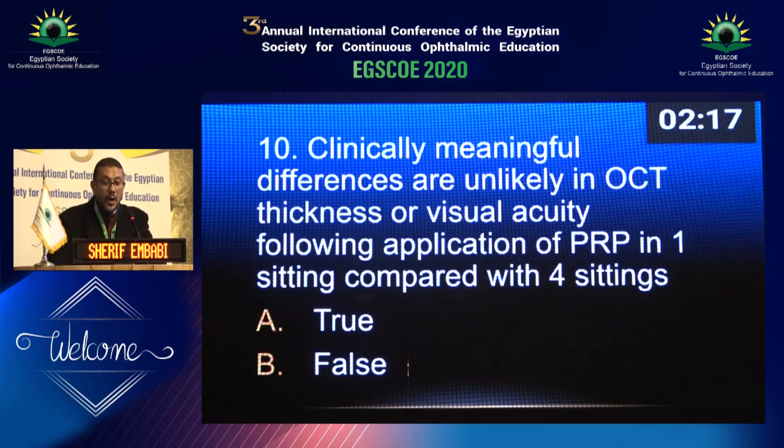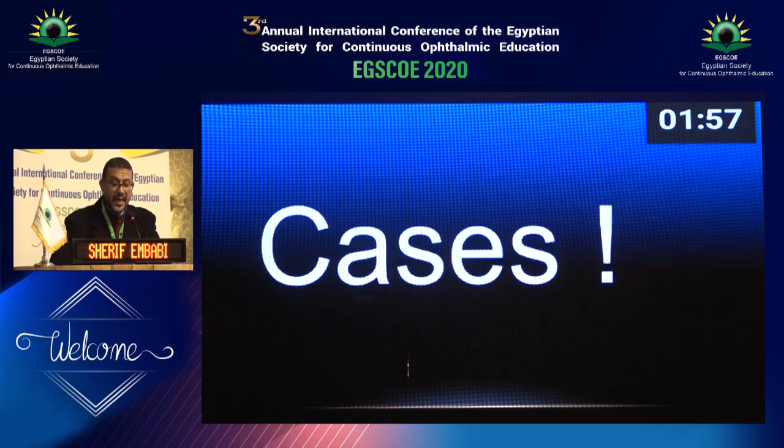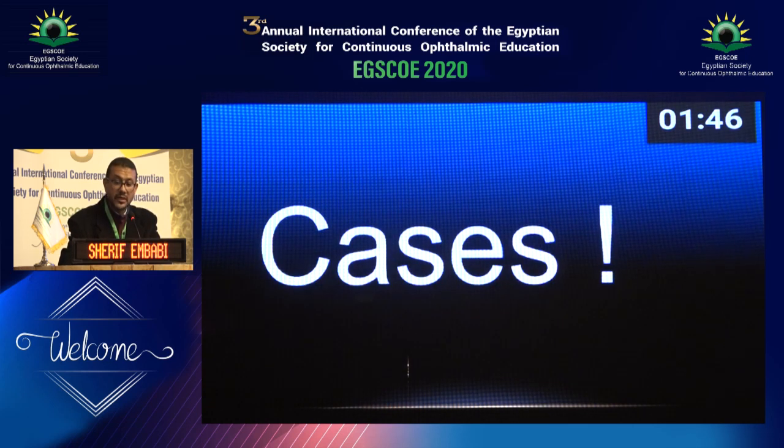Magdi just mentioned. What about the clinically meaningful difference in OCT thickness or visual acuity following application of PRP in one sitting compared to 4 sittings? Sometimes when you have a patient with PDR, they tell me I had PRP over 5 sessions, 6 sessions, 7 sessions, bringing the patient every time for just a few spots. They found that there is no difference at the end. So you can deliver your PRP in just one single sitting if you like. There is no problem. There may be transient edema in some patients, but in the long term, they are just the same.